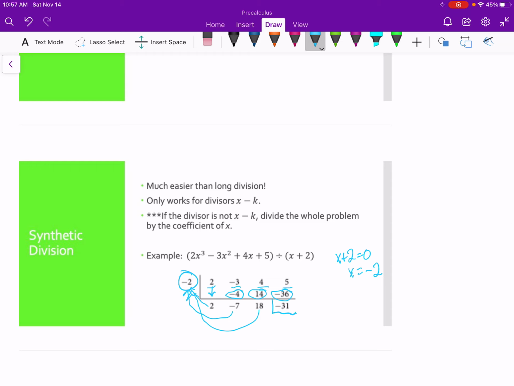So in this case, our answer, the coefficients are going to be 2, -7, 18, -31. Okay, so we take the degree of our first part, and we decrease the degree by 1. So 2x squared minus 7x plus 18, and then minus 31 over x plus 2, sorry, because remember we have to put our remainder over what we're dividing by.